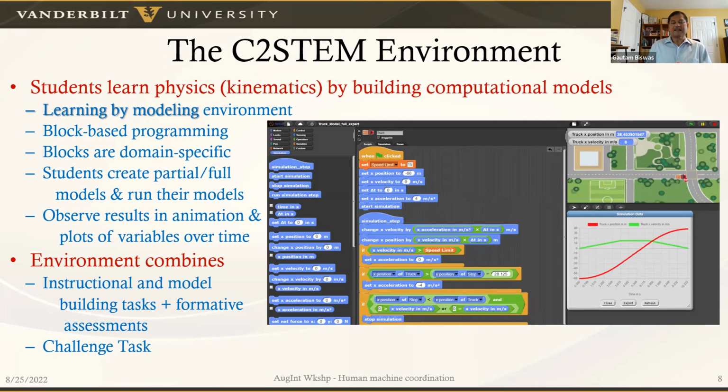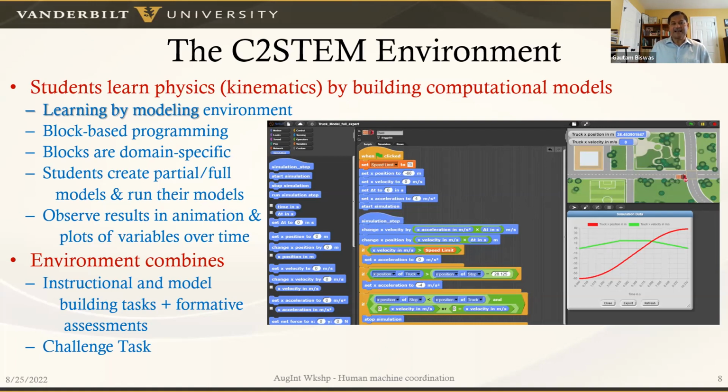To make it more domain-oriented, what we've done is, instead of using traditional computational blocks like you might use, say, in environments like Scratch, we have converted these blocks to be domain-specific. So in kinematics or physics, the blocks usually represent, say, position, velocity, acceleration. Students have to use these variables to sort of model a dynamic process of movement of objects.